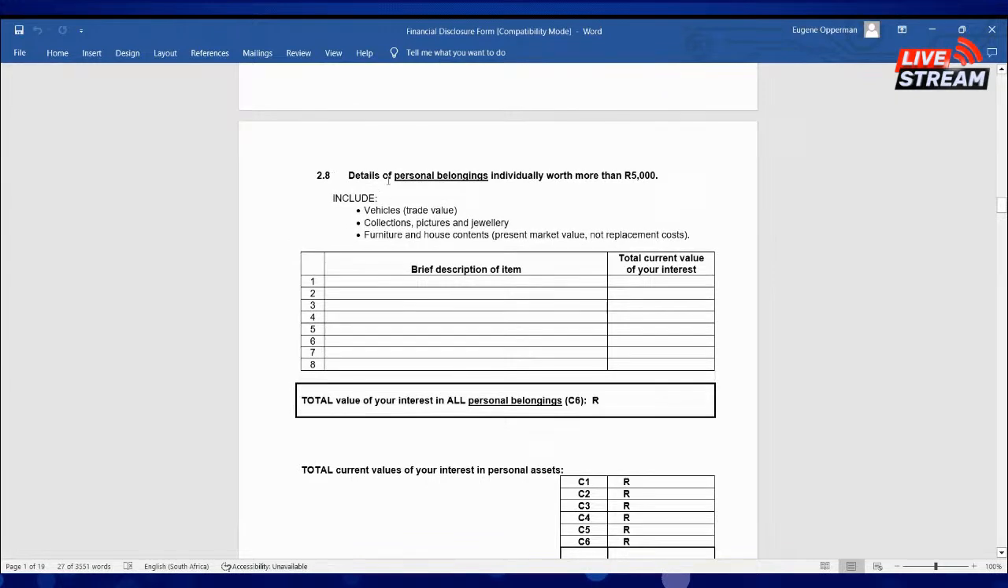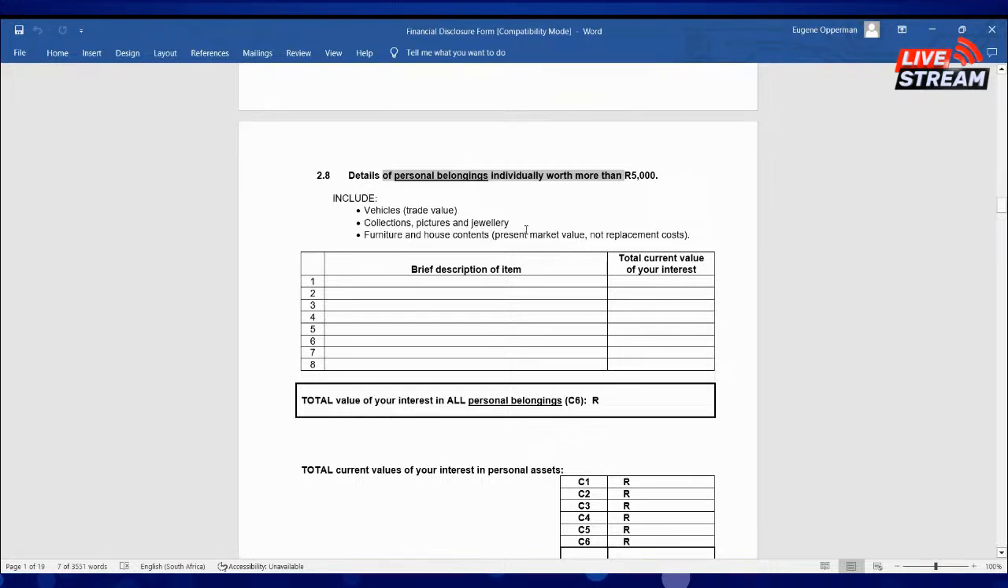Details of personal belongings worth more than 5,000 Rand. If he has one of these fancy portraits or something like that, that is so special and it's worth 50,000 Rand, that has an asset value, that has got a value attached to it, and that could be sold. The court could actually make a ruling regarding that to say that could be sold in order to pay maintenance. So that's important to have all this.